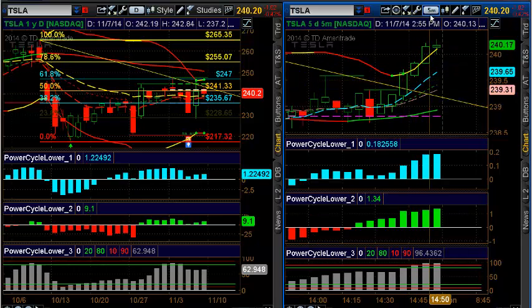So you can see that when you break it down to the smaller time frames, we're starting to get more momentum towards the upside. So based on this, and based on the fact that also Tesla tends to trend after its earnings, this is the trade setup that I like.